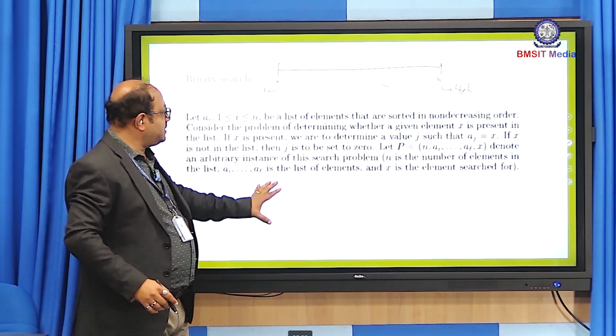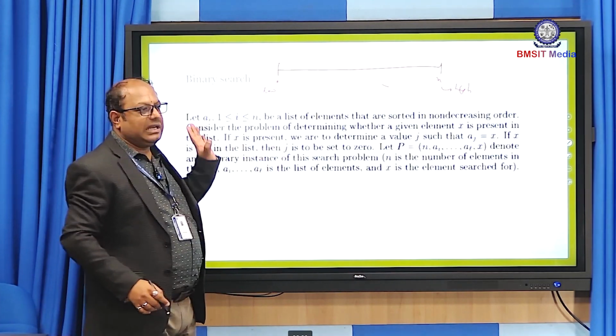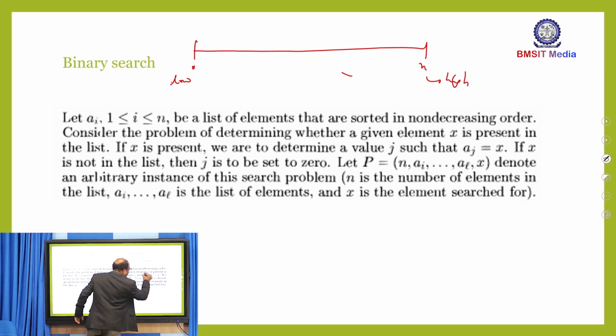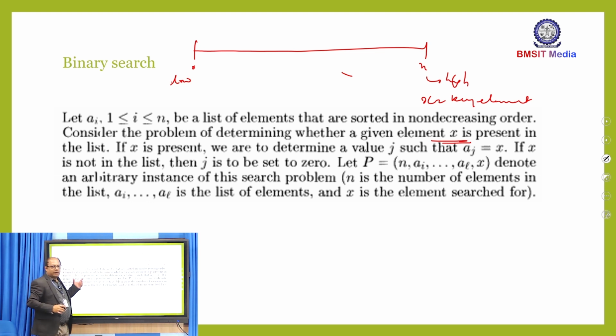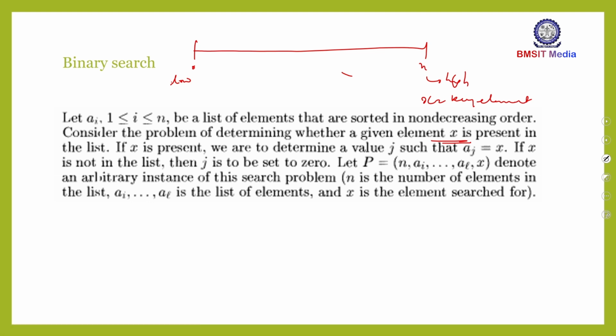What happens here is, I have a set of elements, and in this set of elements I would like to find the key element. Is my key element found or not? X is nothing but the key element here. Whether that key element is found in this array or not. If it is found, we say it's found. If it's not found, we say it's not found.